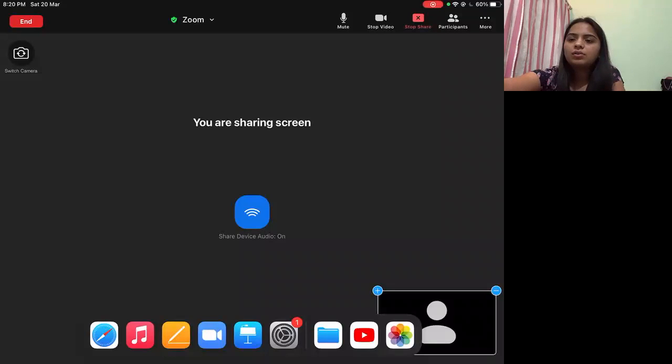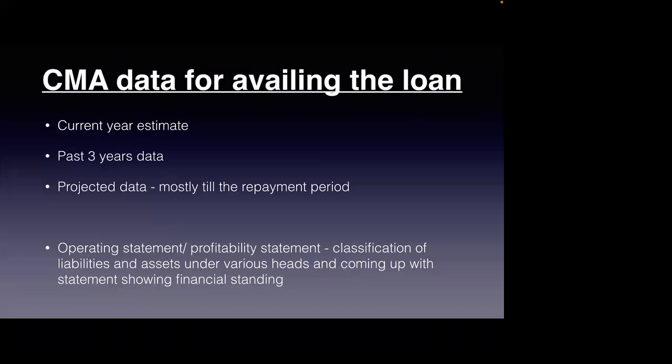Now we have the next topic, which is the CMA data for availing loans and deposits. Have you heard anything pertaining to CMA data? No, ma'am, it's the first time. Okay, awesome. Literally, coming from a background of raising funds day in and day out from banks, banks just irritate us to the core with funding requirements. Every data that they ask for is the CMA data that we are talking about.